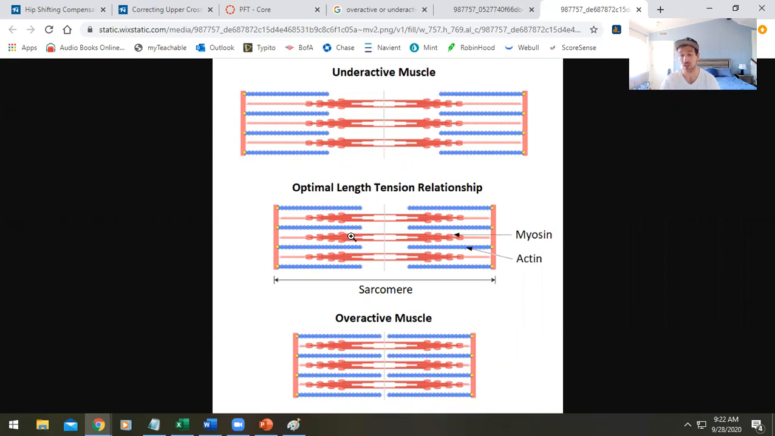But here, there is the best of both worlds, right? You are getting plenty of overlap, but not too much. And you have plenty of room to move, but not too much.